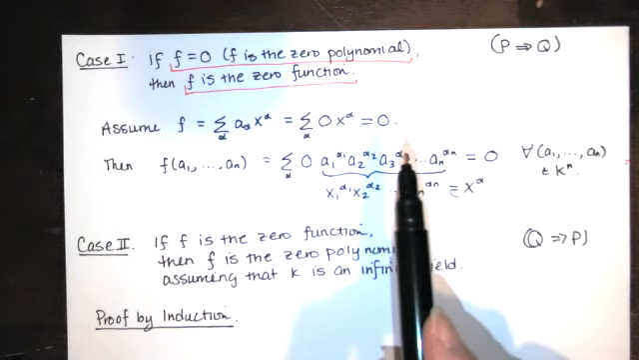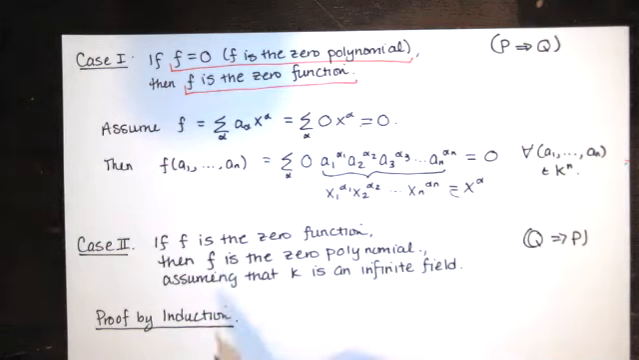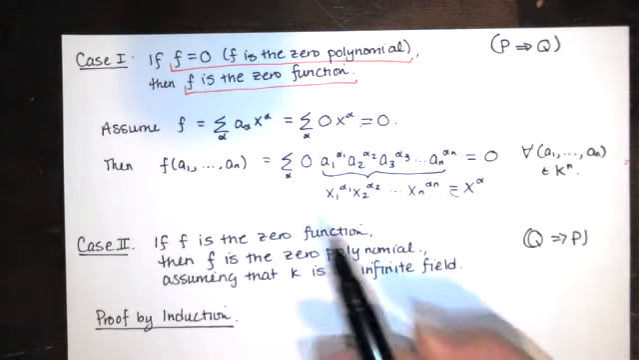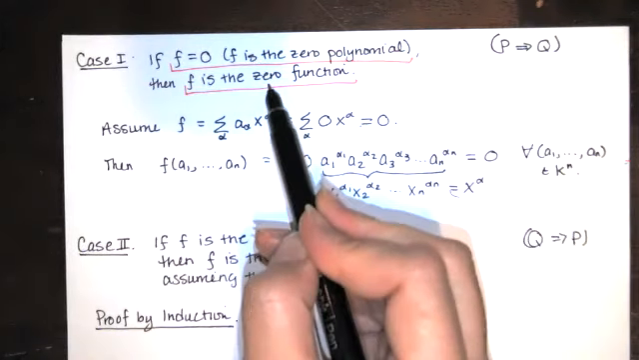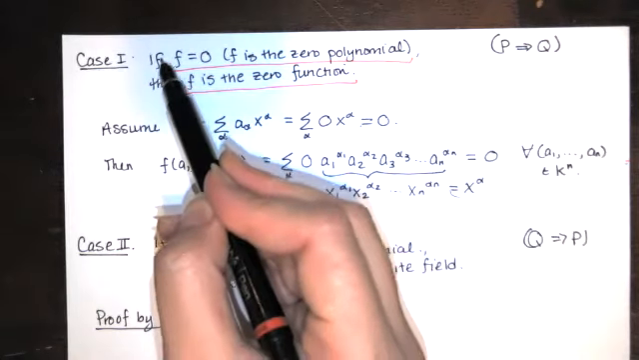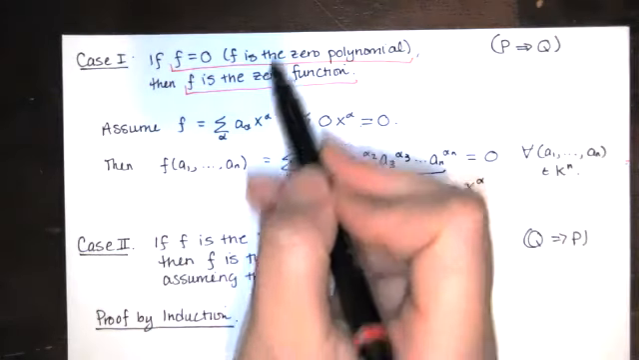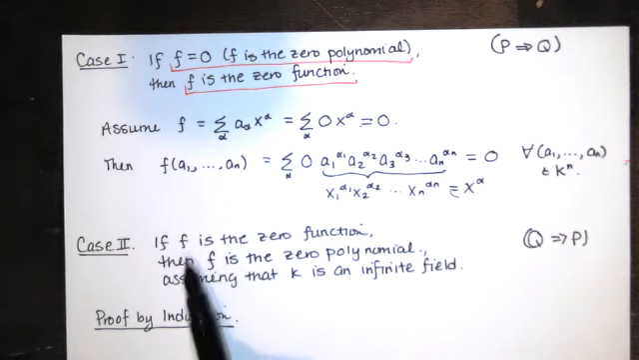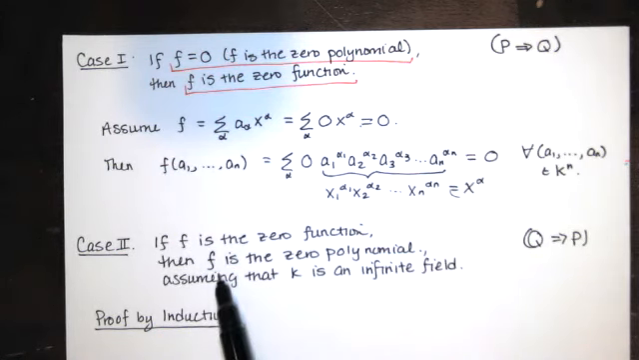That's what this statement says. And that's what we want to do over here. This time we've just reversed the roles. If this is P and that's Q, and here we showed that P implies Q, now we want to show that Q implies P, that it goes the other way as well. So we want to show that if F is the zero function, then F is the zero polynomial, provided that K is an infinite field.